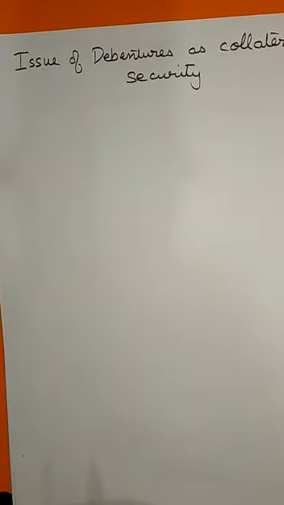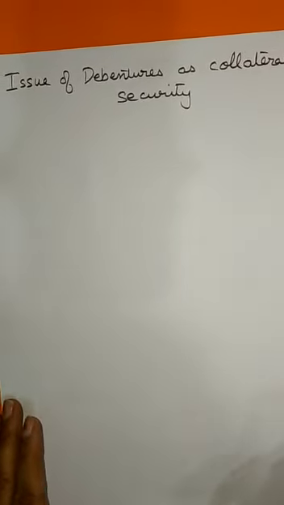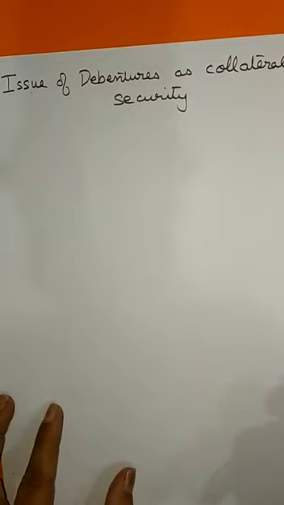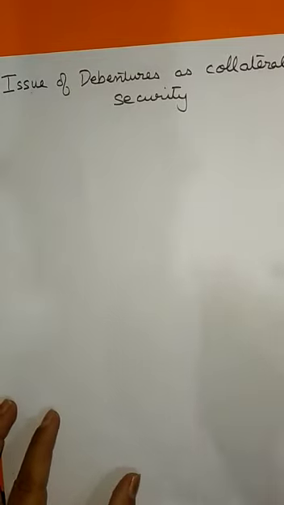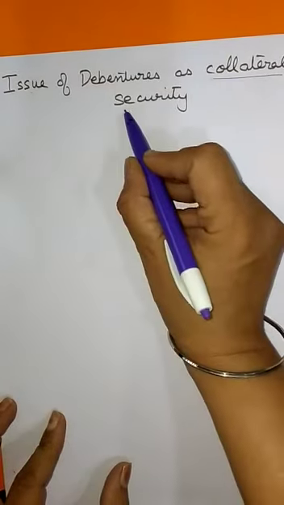Issue of debenture as collateral security. Today we are going to study how to record issue of debenture as collateral security in your books of accounts. Before we begin, we all must understand what we mean by collateral security.